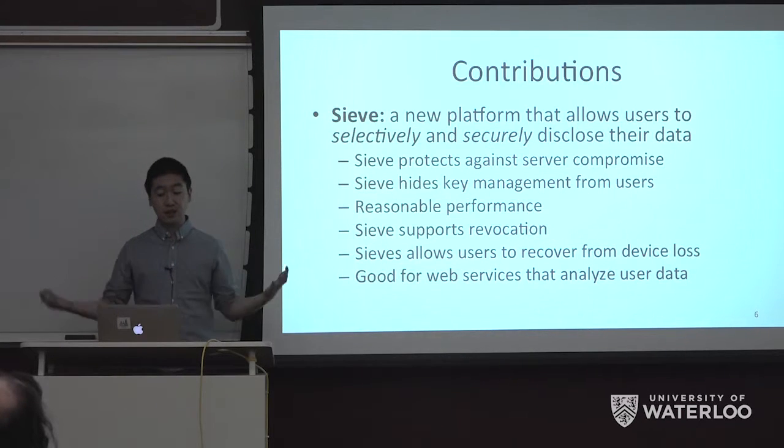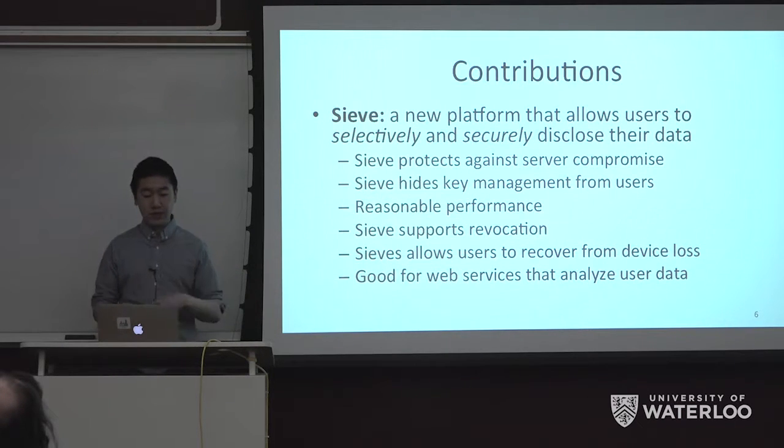And so that leads to our system, Sieve, which is a new platform that allows users to selectively and securely disclose their data. Sieve protects against server compromise. It hides key management from users. It has reasonable performance. We support revocation. We allow users to recover from device loss. And it's particularly good for web services that want to analyze user data.